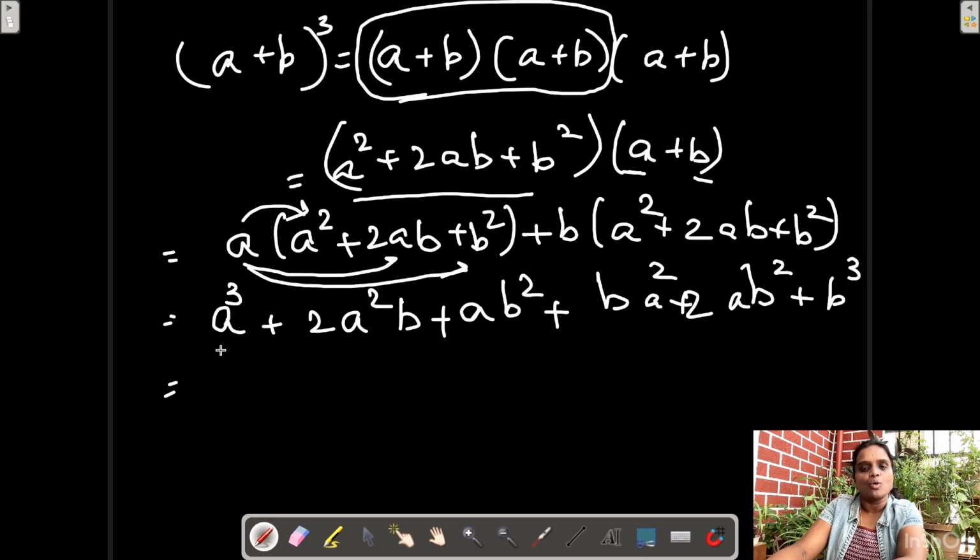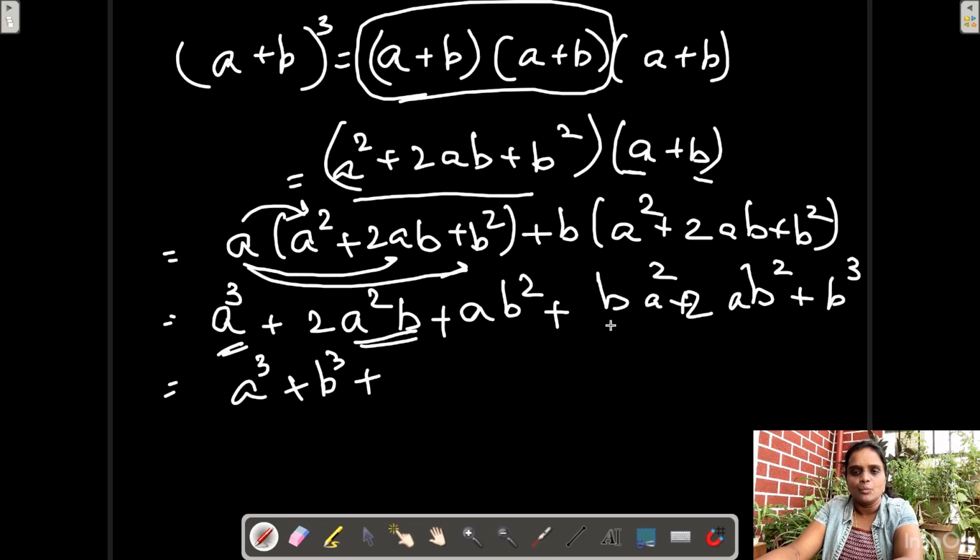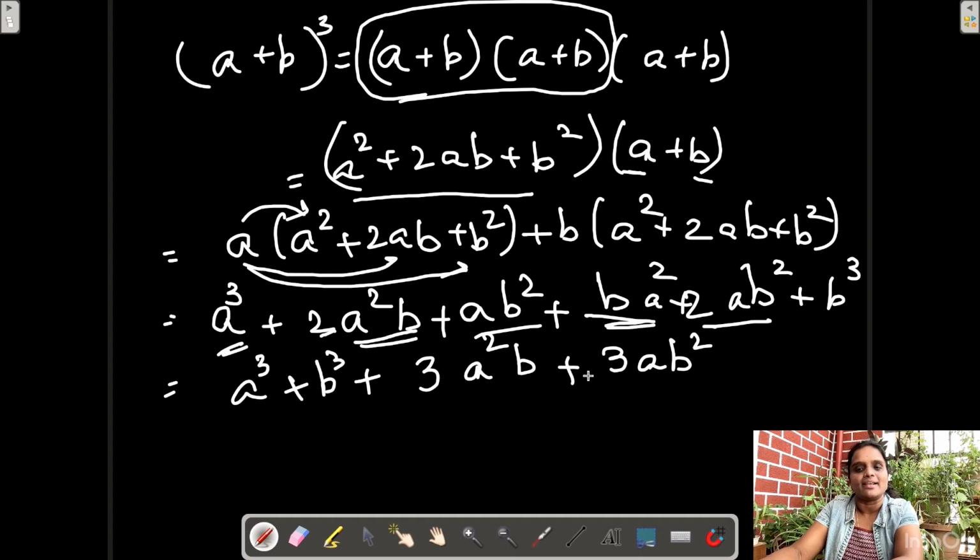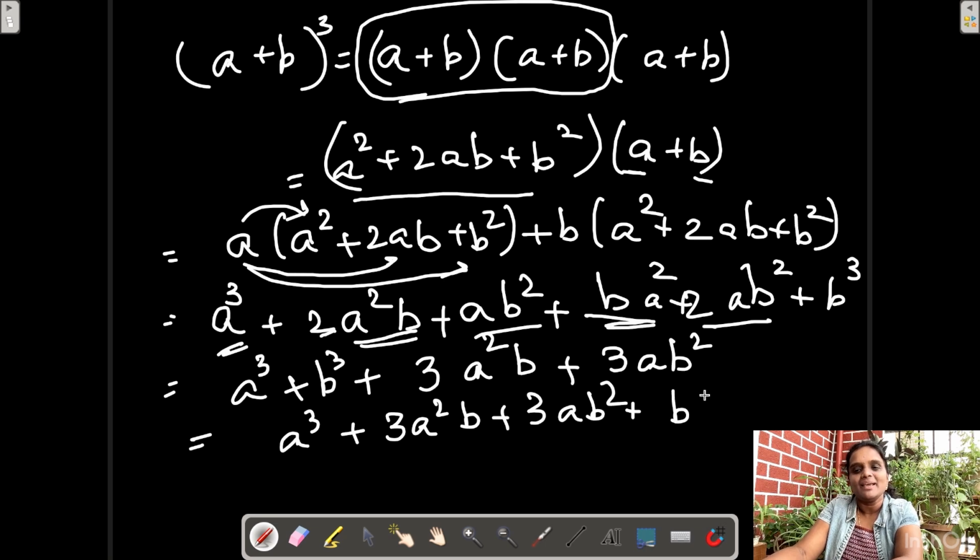Now we already know how to pair up the algebraic similar terms, right? a cube is not similar with anything, so write it aside, and b cube also. Now what about this 2a square b? Is anything having a square b as a variable? Yes, this one. So the coefficients, please add both of them. The coefficient of a square b is 2 and the coefficient of b a square is 1. So 2 plus 1 is 3. 3a square b. Again ab square and 2ab square, that is 3ab square. Now let's rearrange: a cube plus 3a square b plus 3ab square plus b cube.